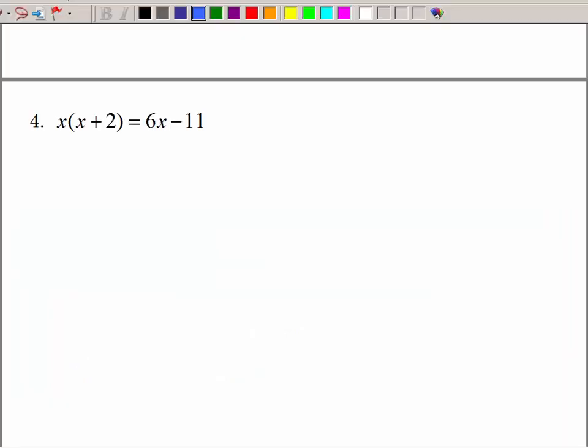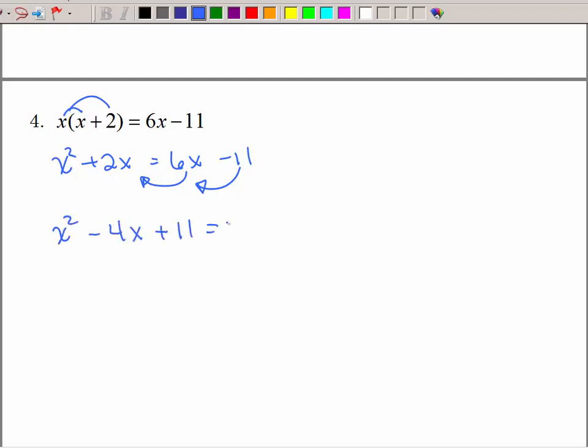Right, number 4, again not in standard form, so we need to distribute. We need to put it in standard form, so I need to move the 6x and I need to move the 11. So I'd subtract 6x and I'd add the 11. Again, now, could we factor that? I don't think so. So again, here comes that quadratic formula.